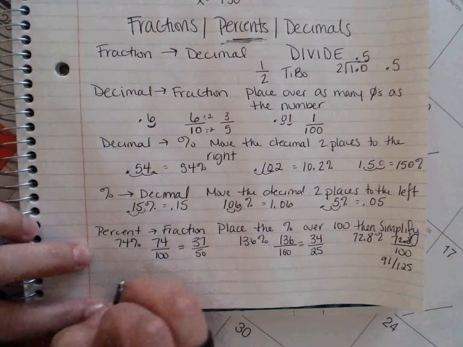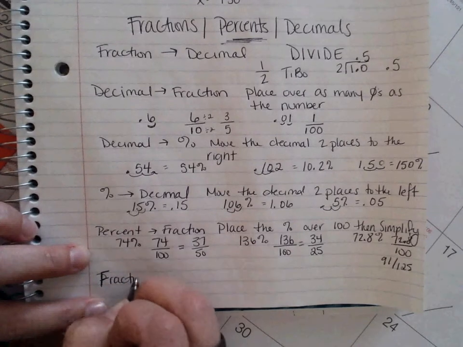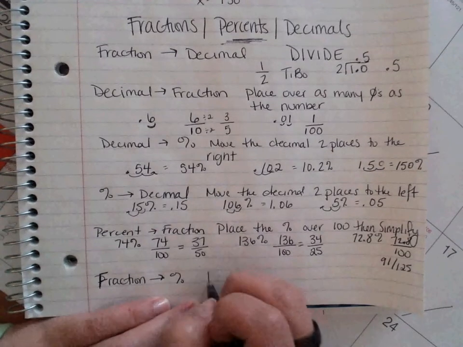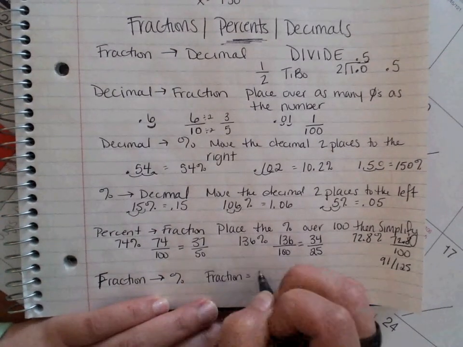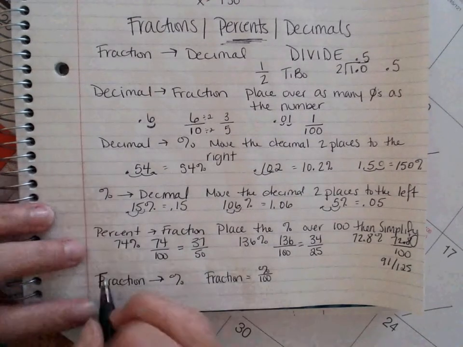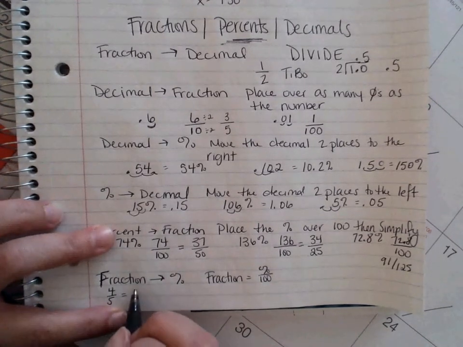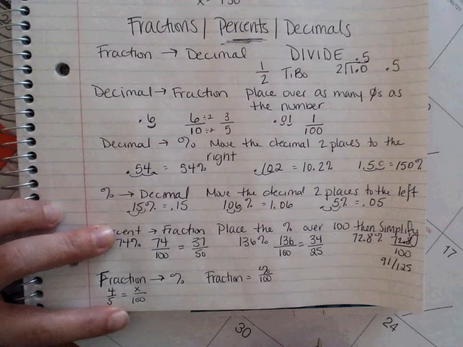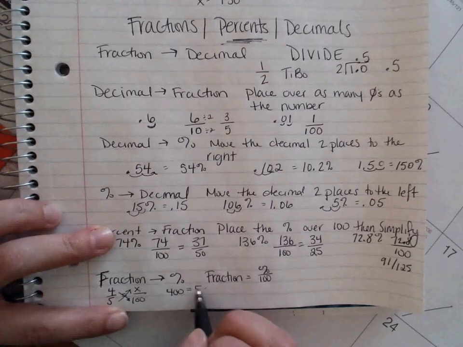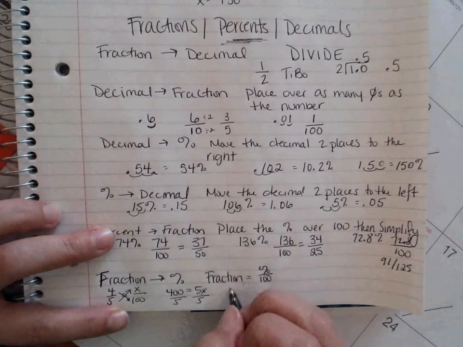And the last one is to go from a fraction to a percent. And what you do is you say the fraction equals percent over 100. So the way it works, if I say 4/5, I'm going to say 4/5 equals the percent. I'm going to use x over 100, cross multiply. 4 times 100 makes 400. 5 times x makes 5x. Divide both sides by 5.